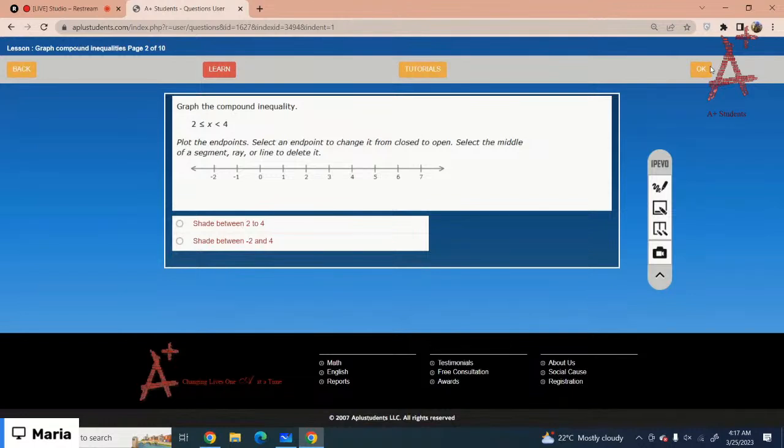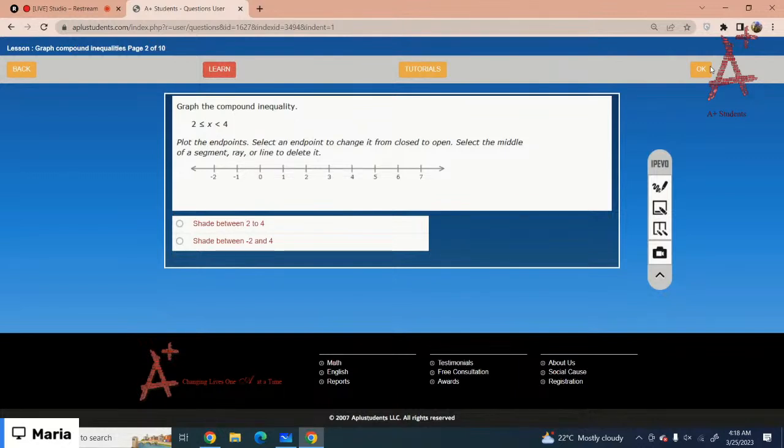Okay, the next one is graph the compound inequality 2 is less than or equal to x less than or equal to 4. Plot the endpoint. Select an endpoint to change it from closed to open. Select the middle of a segment, ray or line to delete it. So basically x is between 2 and 4.